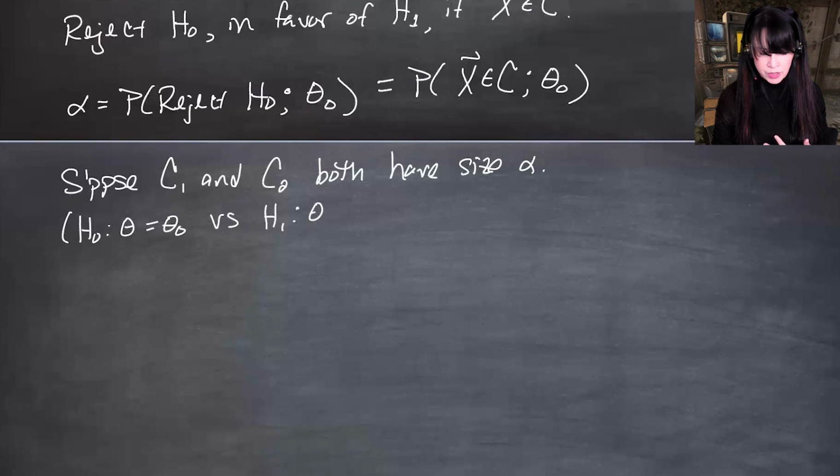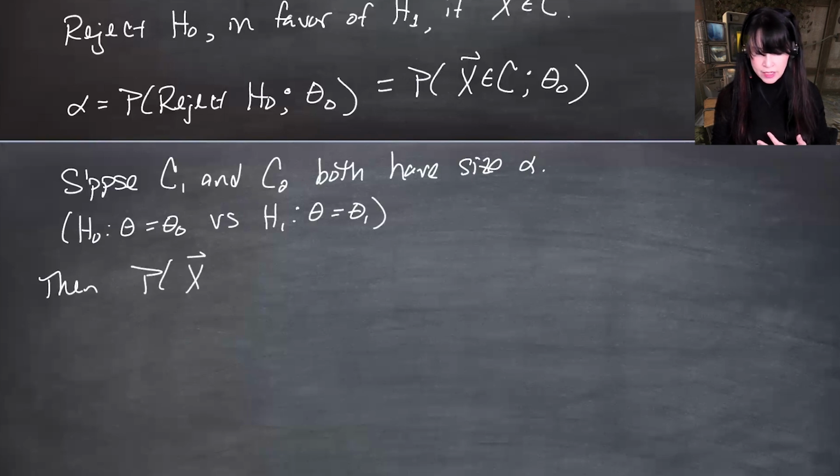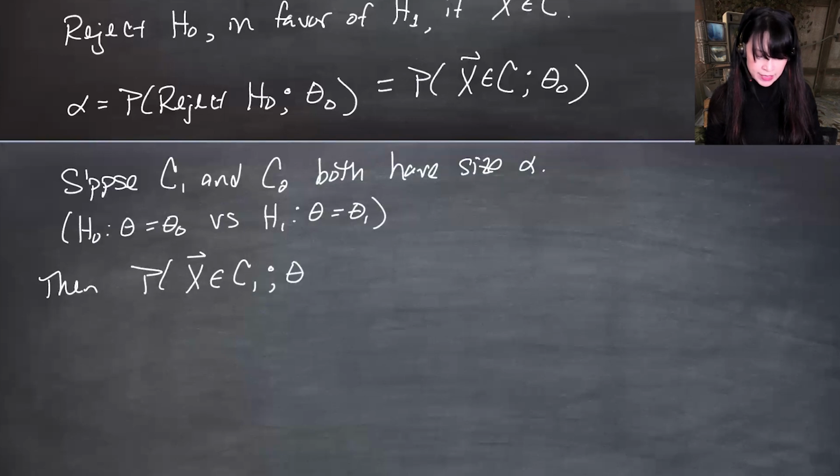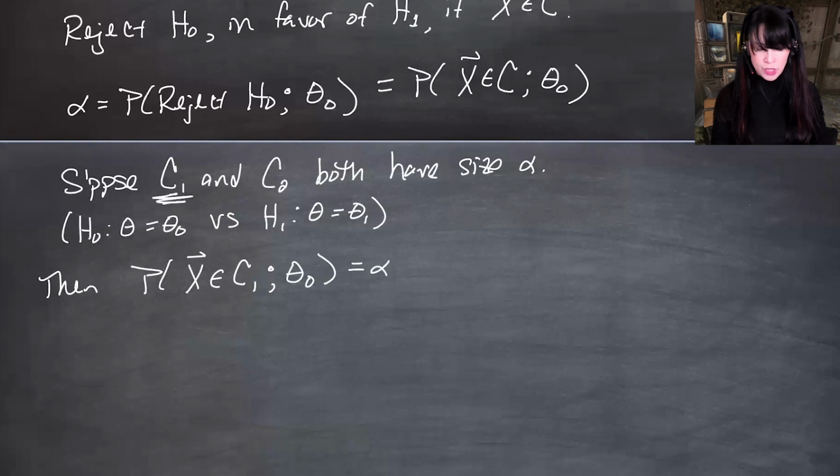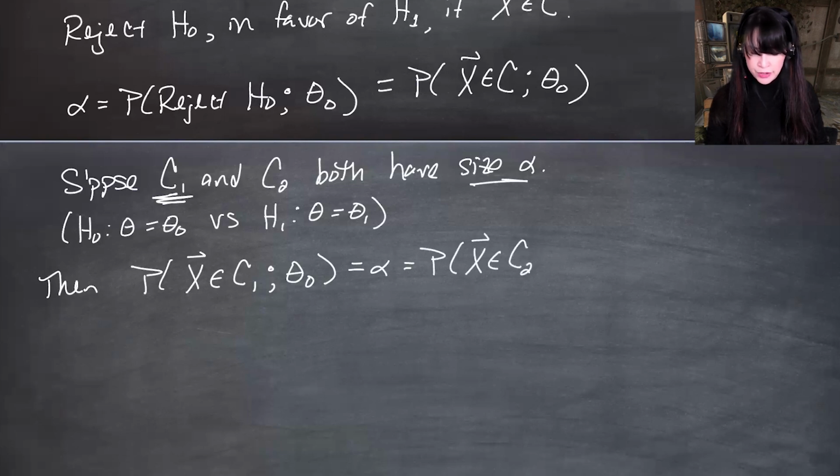You just be really clear about that. Then the probability you reject using the first test, that's what this is saying. Your data is in the first rejection region when the null hypothesis is true is alpha because C1 has size alpha. But this is also the probability you reject or are in the second critical region, so reject under the second test. And if they both have size or level of significance alpha, then this equation has to hold.